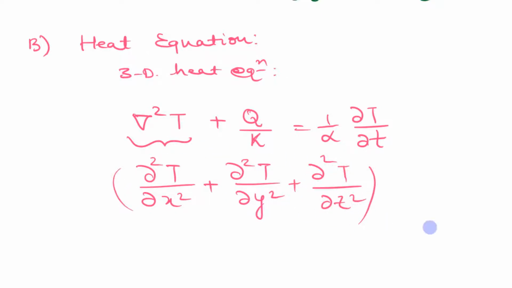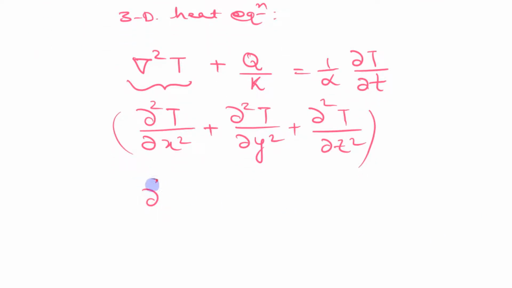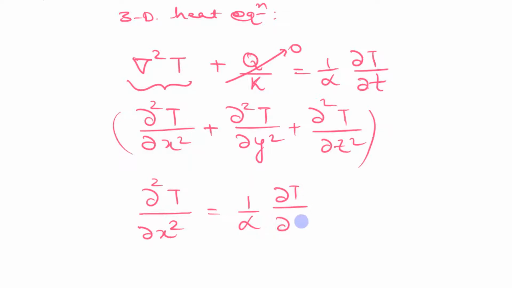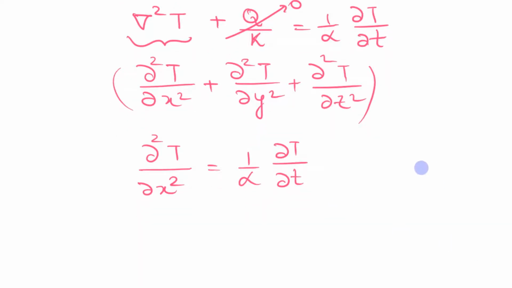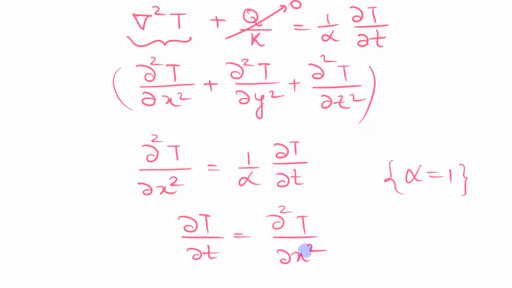Okay, so for the 1D heat equation we can write ∂²T/∂x² plus the heat generation term. Now if we consider the heat generation is negligible, that means without heat generation, we can take this term to 0 and write ∂²T/∂x² = (1/α) ∂T/∂t, that means change of temperature with respect to time. Now if we consider alpha equal to 1, we can also write it as ∂T/∂t = ∂²T/∂x².